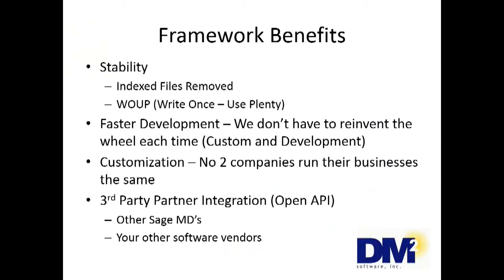There's also better access to customization, either by you as the end users or by us, because no two companies run their businesses the same. Almost all of our customers have some tweak to the system. And then finally, third-party partner integration, an open API. Partnering is in DM2's DNA. We have over 100 different partners in different industries and different areas, including major oils, truck systems, all kinds of things, as well as other Sage master developers like DM2.